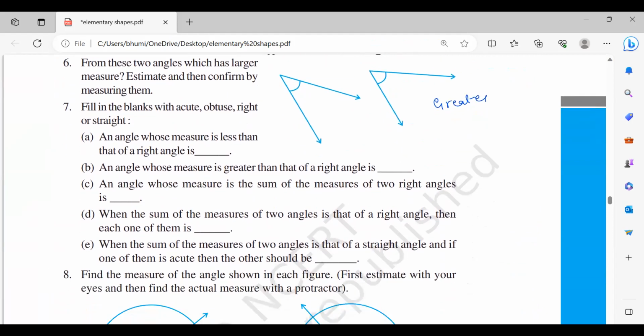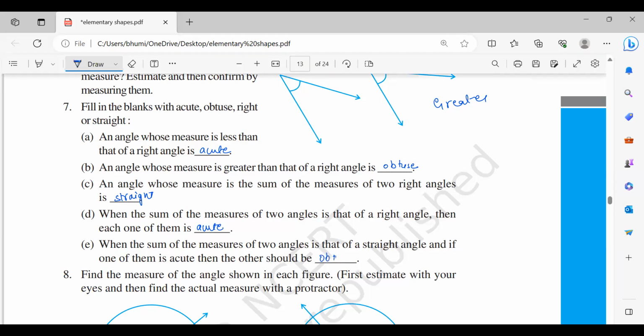Fill in the blanks with acute, obtuse, right or straight. An angle whose measure is less than that of a right angle is acute. An angle whose measure is greater than that of a right angle is obtuse. Sum of the measure of two right angles is straight. When the sum of measures of two angles is that of a right angle, then each of them is acute. The sum of the measure of two angles is that of a straight angle, and if one of them is acute, then the other should be obtuse.